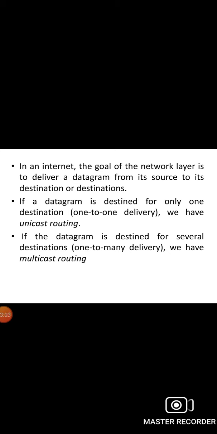In an internet, the goal of the network layer is to deliver the datagram from its source to its destination, or it may be sent to several destinations. If a datagram is destined for only one destination, then we have unicast routing. And if the datagram is destined for several destinations, that is, one-to-many delivery, we have multicast routing. Now let's focus on unicast routing.